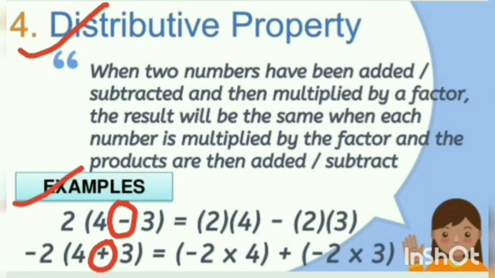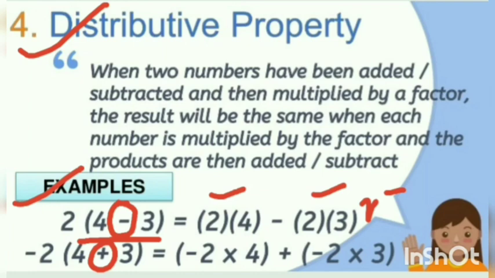Let us see with the help of an example. Here 2 is outside the bracket and inside the bracket we have 4 and 3. So we have to distribute 2 to 4 also and 2 to 3 also. So 2 into 4 is 8, minus 6, that is 2. So in both the conditions we have LHS equal to RHS, meaning both the values will be the same.